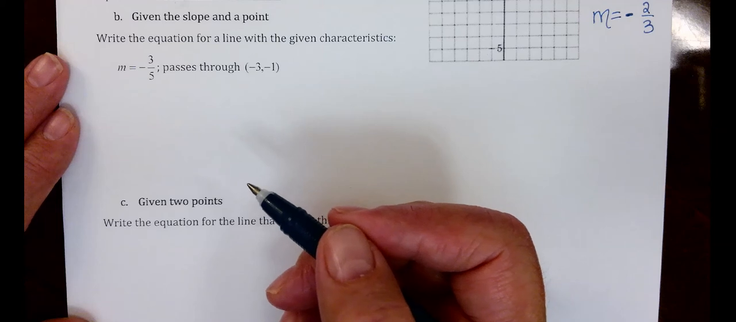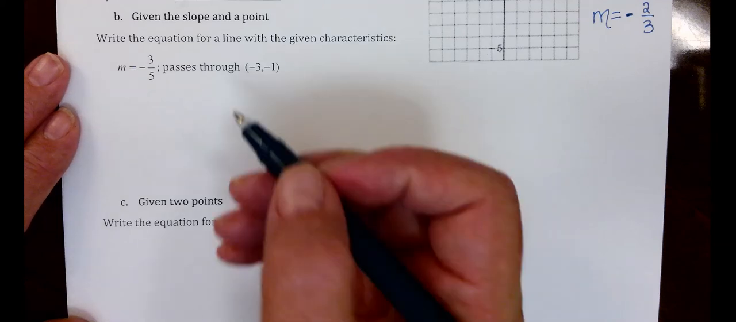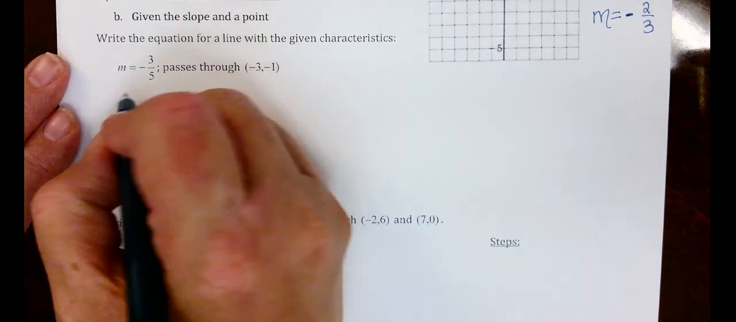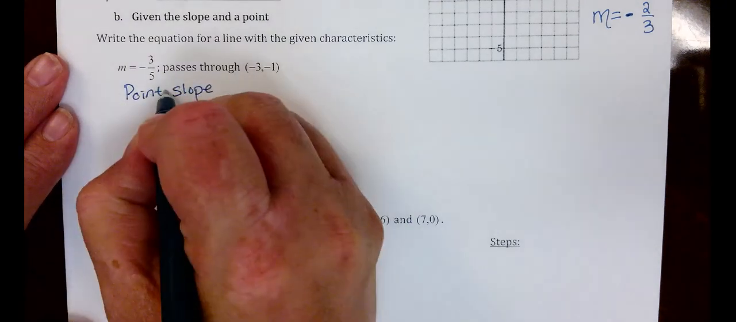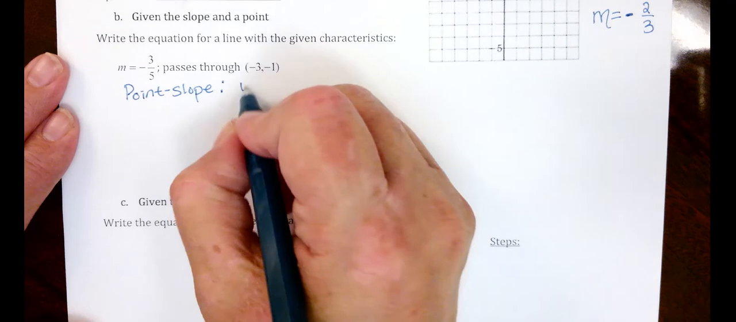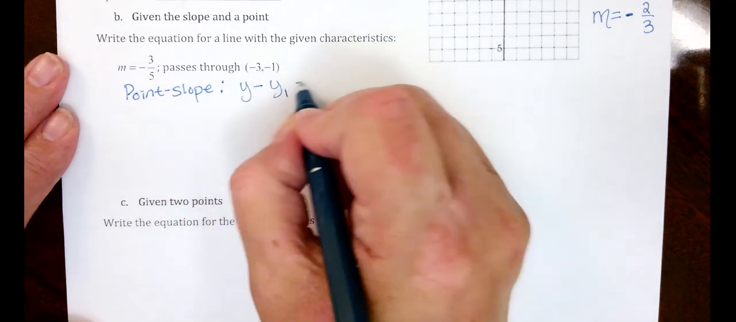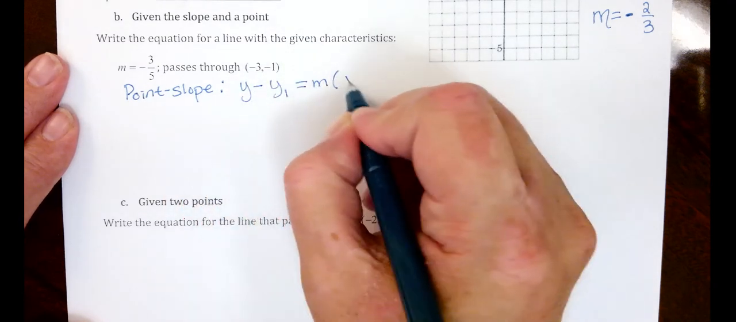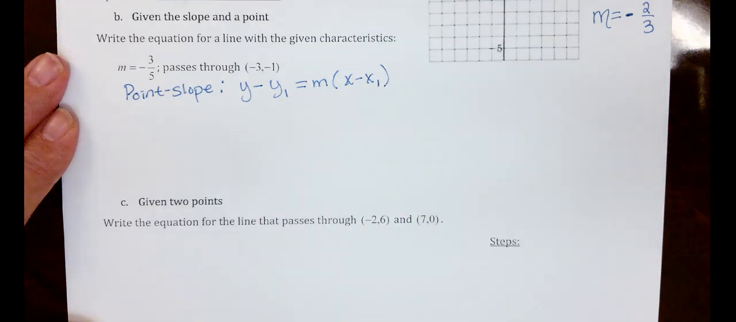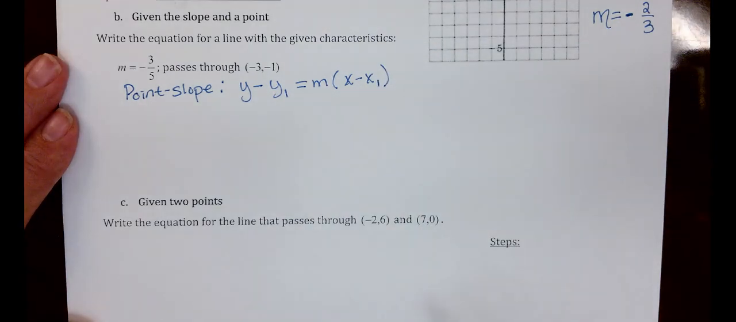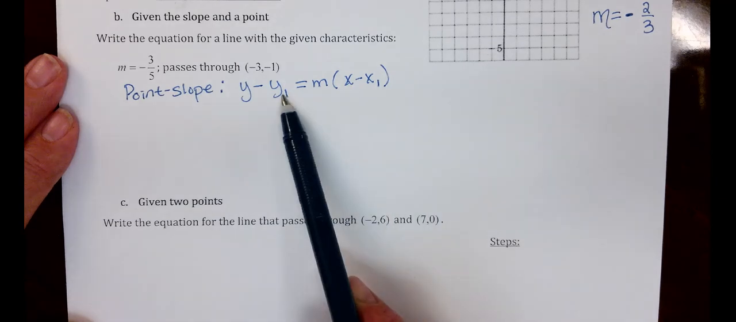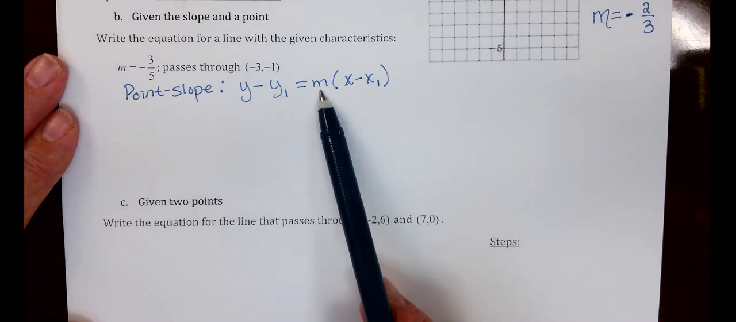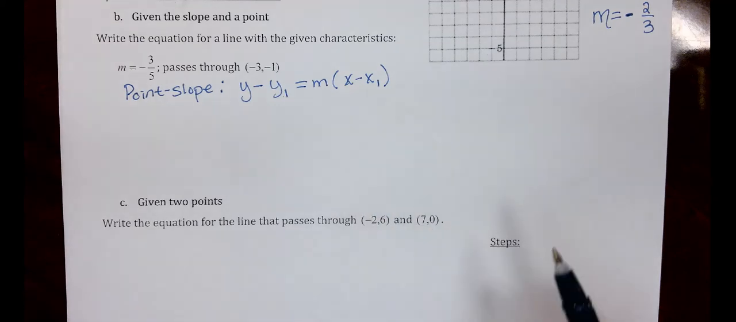To do this, we need the form of a line that is the point slope. Point slope form. And that is y minus y1 equals m times x minus x1. Now notice that we will have a point x1, y1, and the slope m in order to use this equation. And we do have that for this problem.